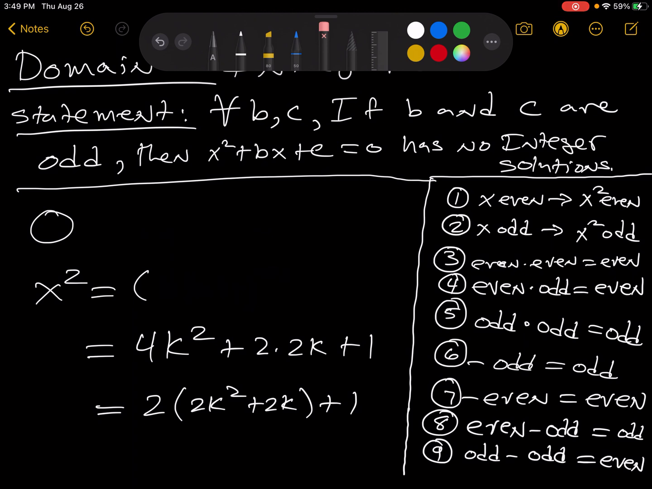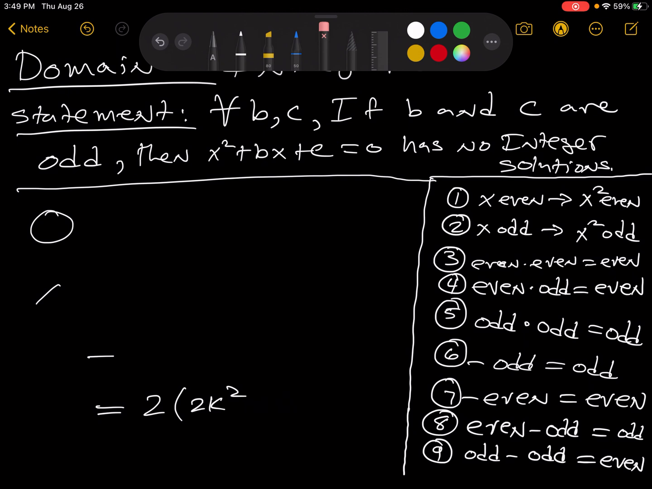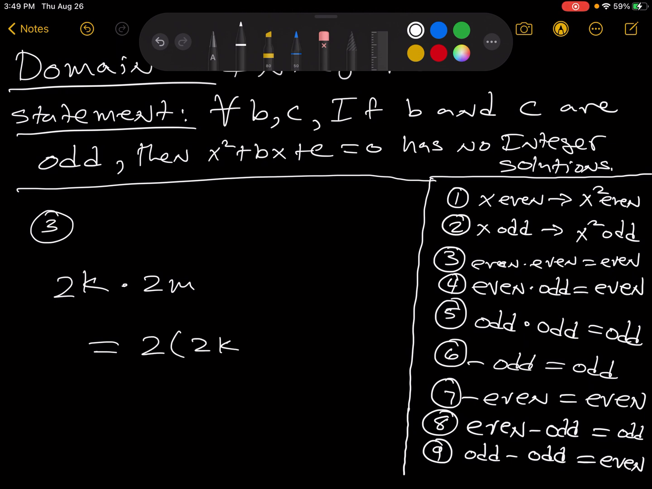Now let's do 3. An even times an even is an even. Okay, so let's see. Let's say you have an even, 2k, times another even, 2m. This gives you 2 times 2km. If k and m are integers, then 2km is an integer. This proves 3.